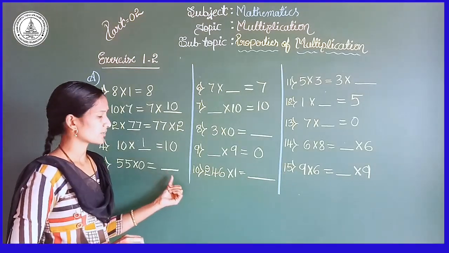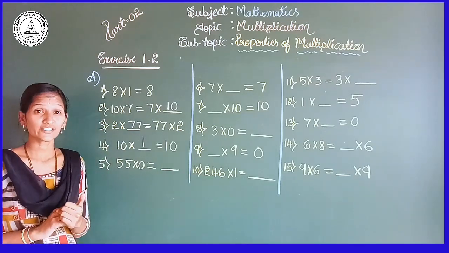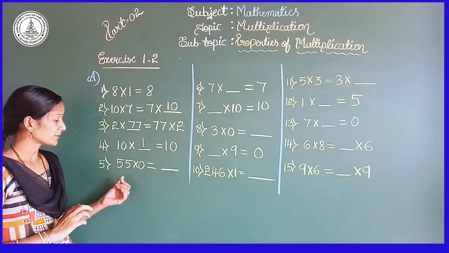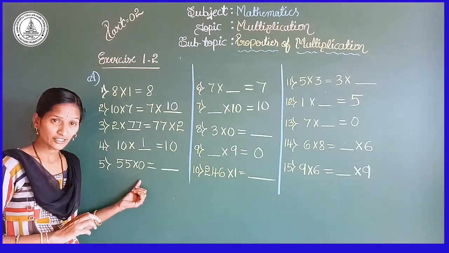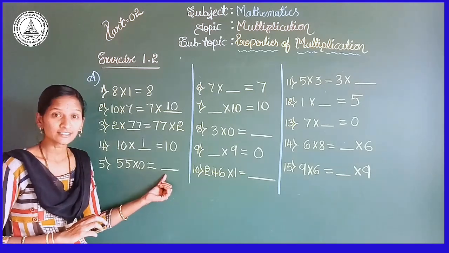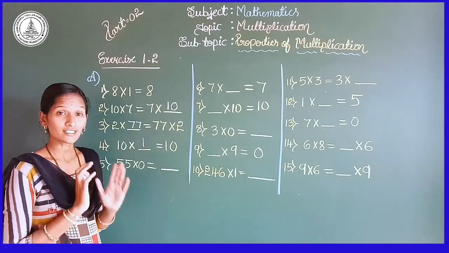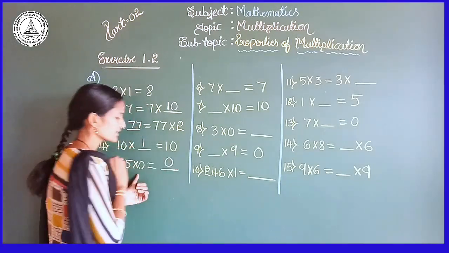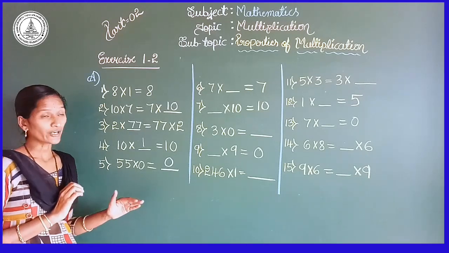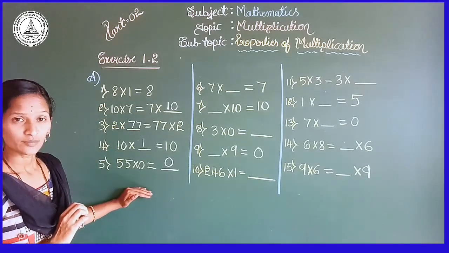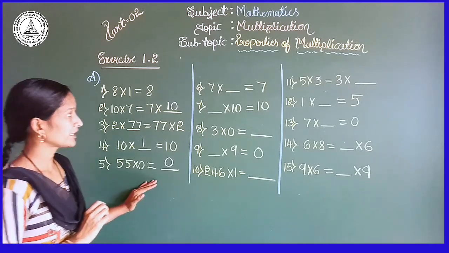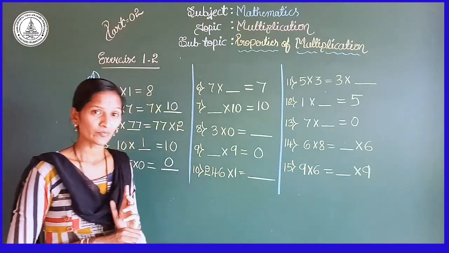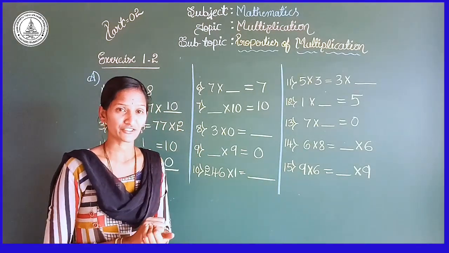55 into 0 is equal to 0. Which property is it? It is the second property of multiplication. When you multiply a number with 0, the product remains 0. The product is always 0. So here 55 into 0 is equal to 0 again. Right? My dear students, I solved the problems up to 5. The remaining problems from 6 to 15 you have to solve at home by using the properties of multiplication.